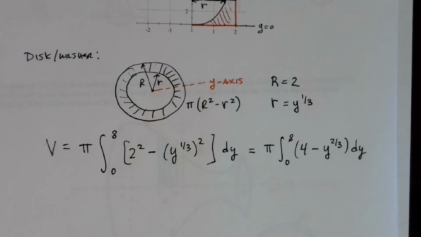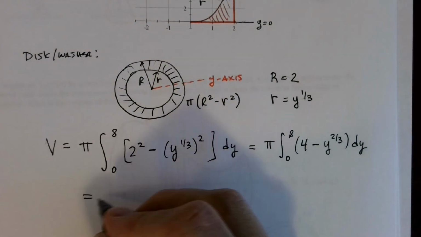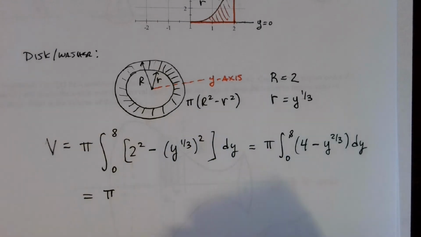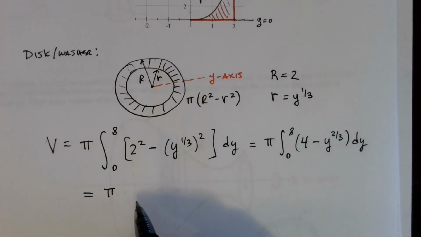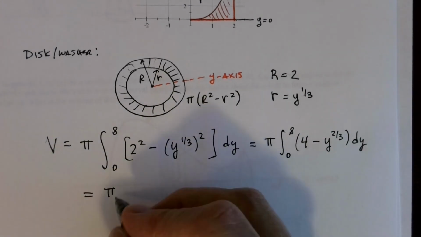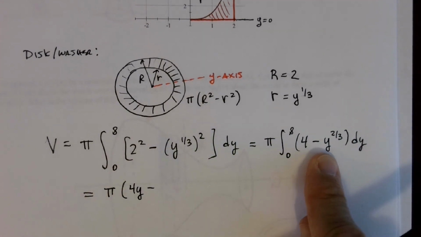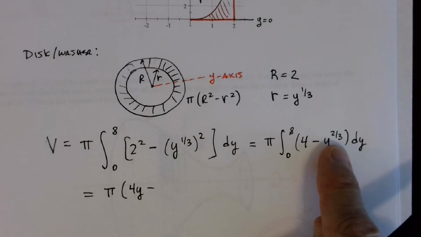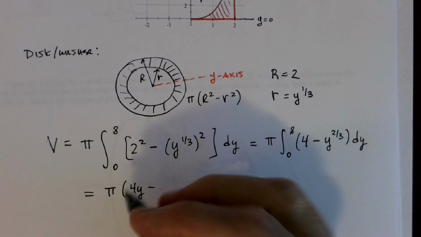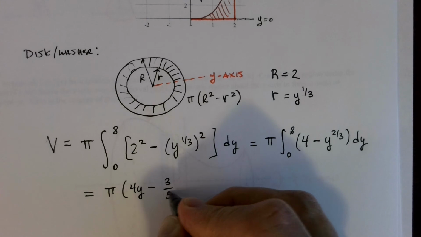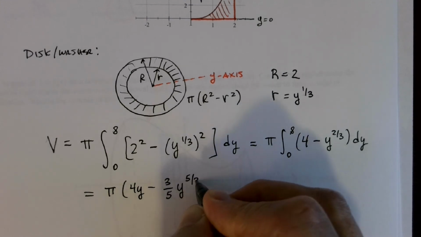So that's what I get as a setup. Let's go ahead and evaluate it this time and just see. We'll compare the two methods with the evaluation as well. Pi, what do I get? The antiderivative of 4 is 4y. And then the antiderivative of y to the 2/3, I add 1 to 2/3, so that's 5/3 divided by 5/3, so it's 3/5 y to the 5/3.